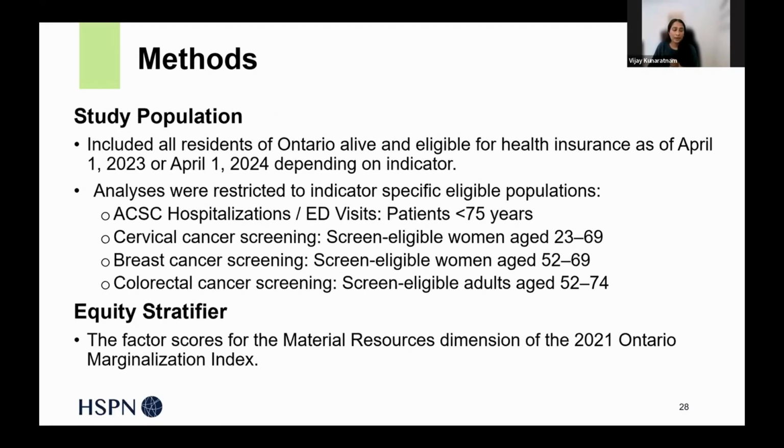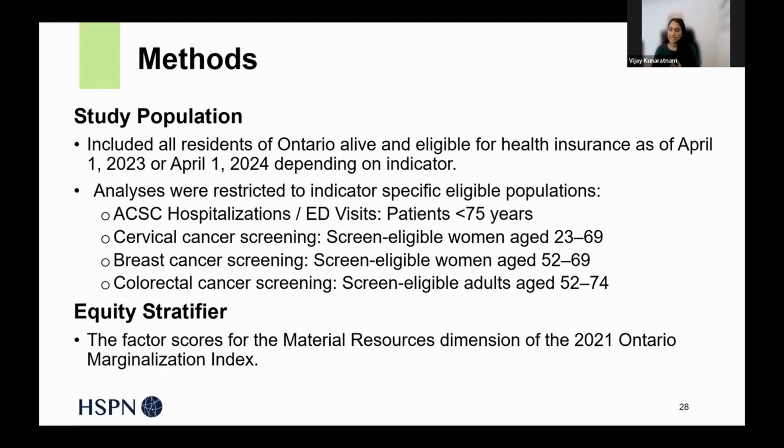Moving on to our methods. We included all OHIP-eligible patients in Ontario as of April 1st, 2023 for ACSC hospitalizations, because we used 2 years of data due to low event rates, and April 1st, 2024 for all of the other indicators. We also restricted analysis to indicator-specific eligible populations. This is the exact same as what we've been doing for all of these indicators in our previous reports as well.